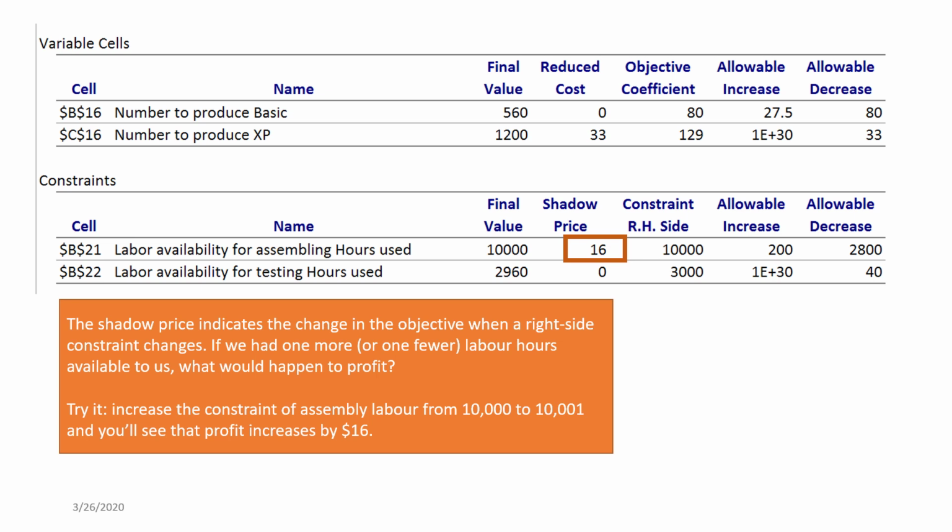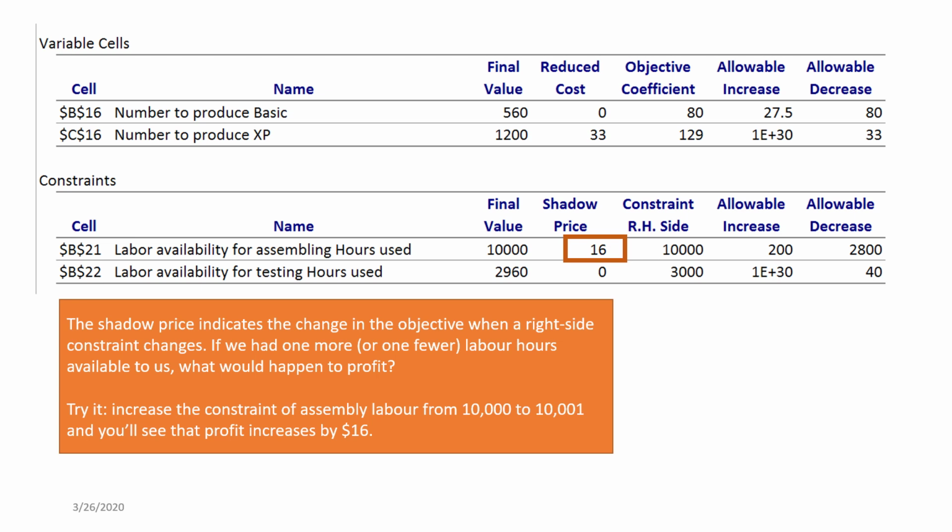And you can think through why that actually works in the model. Think about it for a second here. We earn $80 for every basic we sell, and it takes 5 assembly hours to make a basic. Excel doesn't know we're talking about manufacturing computers here. It doesn't know that you can't make 1/5 of a computer. So here's the math that's going on behind the scenes. If we increased our number of assembly hours by 1, with that 1 hour, we could produce 1/5 of a computer, or we could assemble 1/5 of a computer.